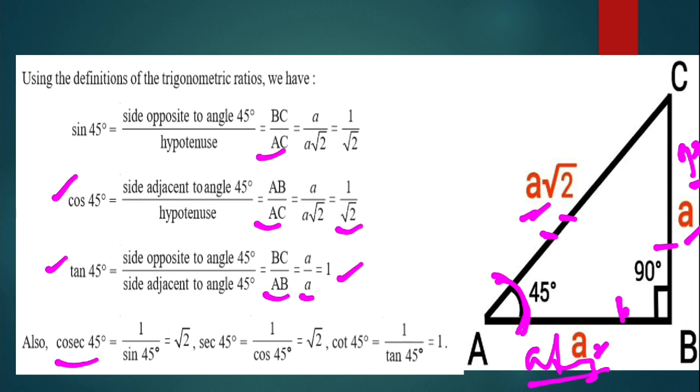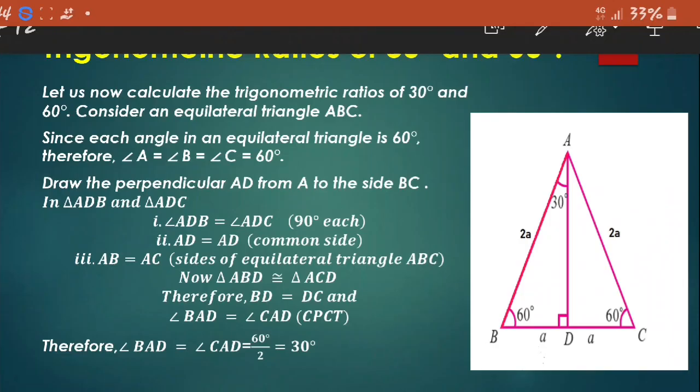Now you know that cosec is the reciprocal of sin. Cosec 45 is the reciprocal of sin 45. Since sin 45 is 1 by root 2, the reciprocal of 1 by root 2 will be root 2. That's why cosec 45 is root 2. Similarly, sec is the reciprocal of cos, that's why sec 45 is also root 2, and cot 45 is the reciprocal of tan, so the value of cot 45 is 1. In this way, you have to find the values at 45 degree.